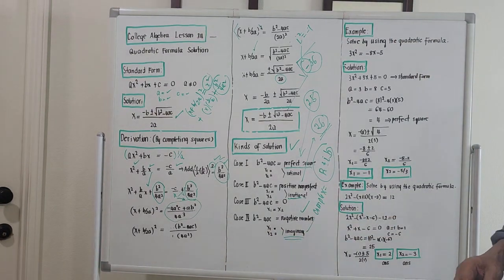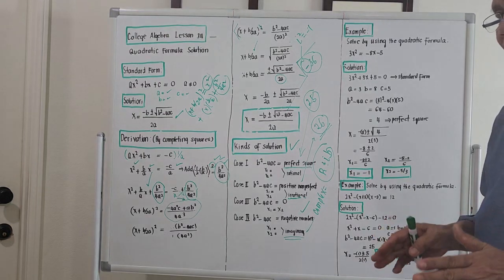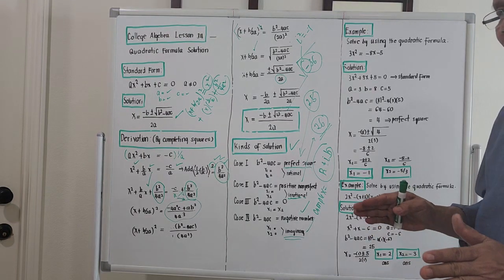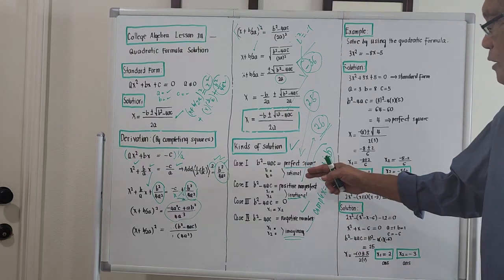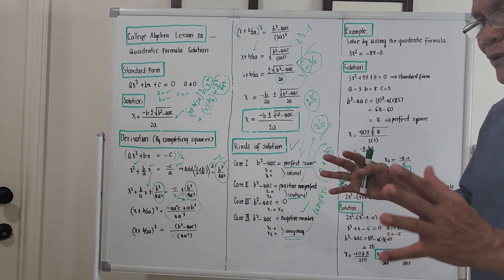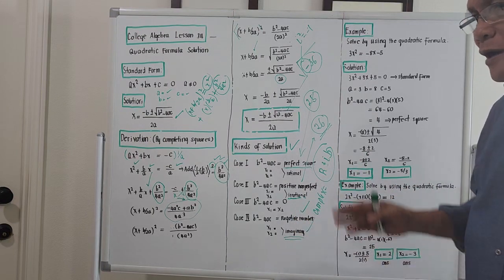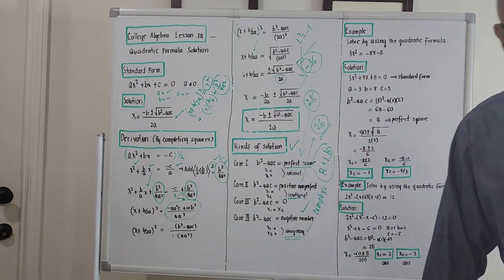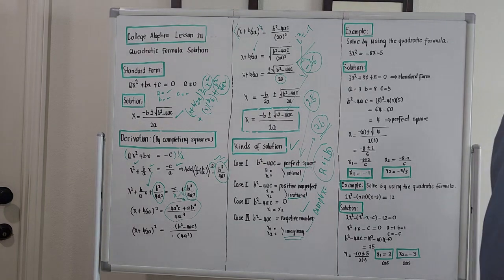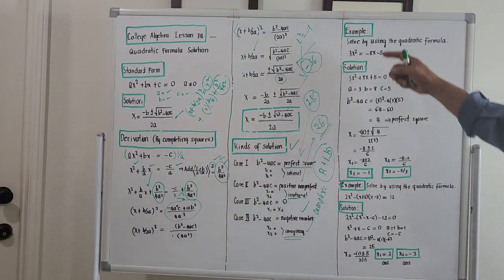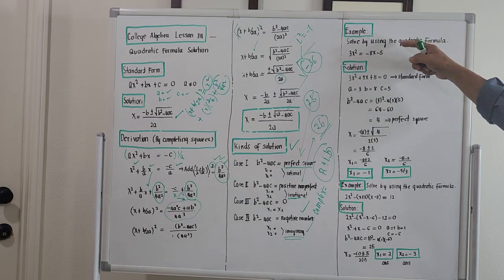So at least we now know how the variation of the value of b squared minus 4ac comes out. Because if we know how it will come out, we could predict what our solution will be. Okay, let's proceed with an example problem. Oh, this is an easy one. We call this the so-called direct substitution solution. Example number 1, solve by using the quadratic formula.